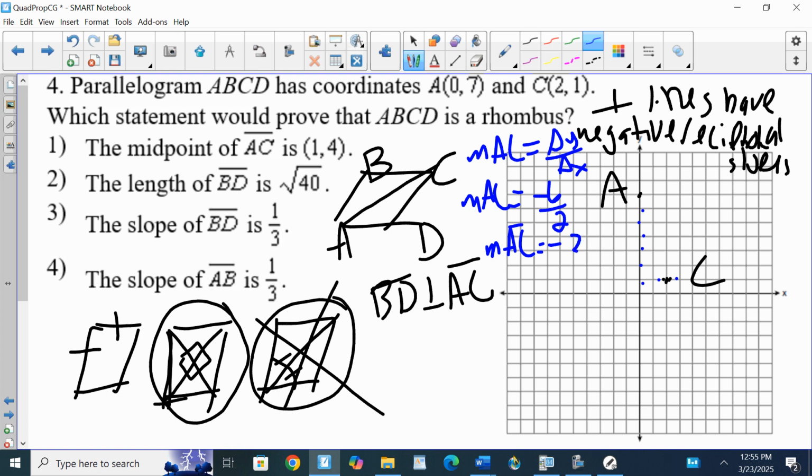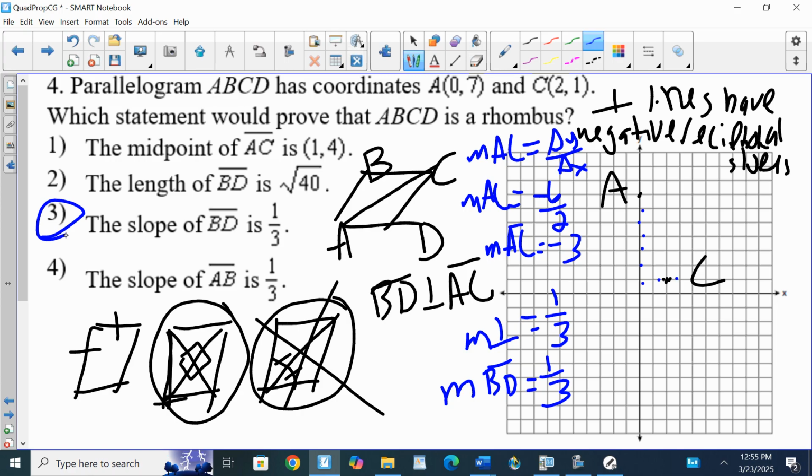That's negative 3. So the negative reciprocal of that is going to be positive 1/3. So the slope of the other diagonal, BD, must be 1/3. And that is your answer.